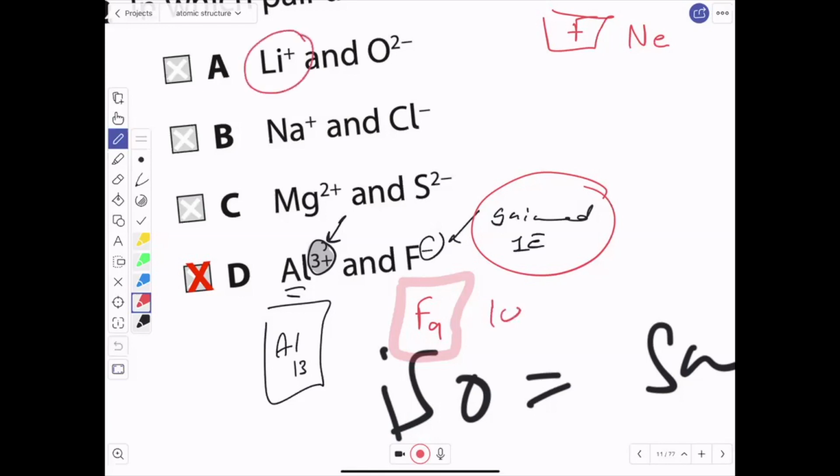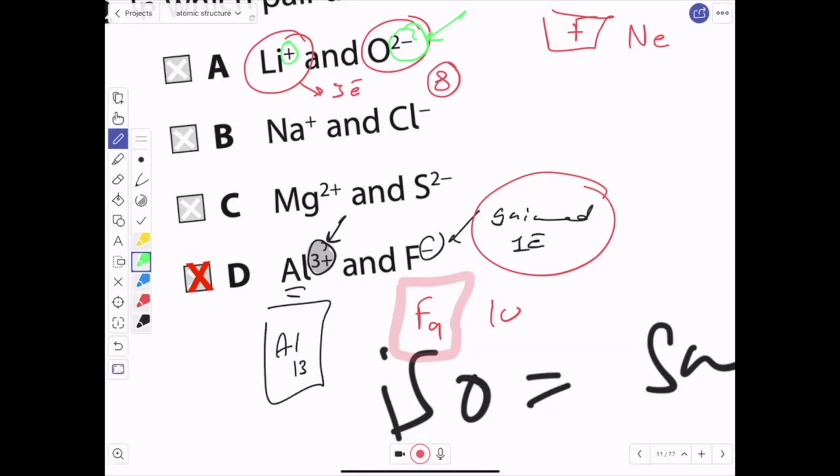If you try this here, try this for lithium and oxygen. Lithium is 7. 3 electrons originally, right? And oxygen is 8 electrons. So can you figure out how many electrons does the ion of lithium have? 2. What about oxygen anion here? How many electrons does it have? 10. So they're not isoelectronic because they have different number of electrons.